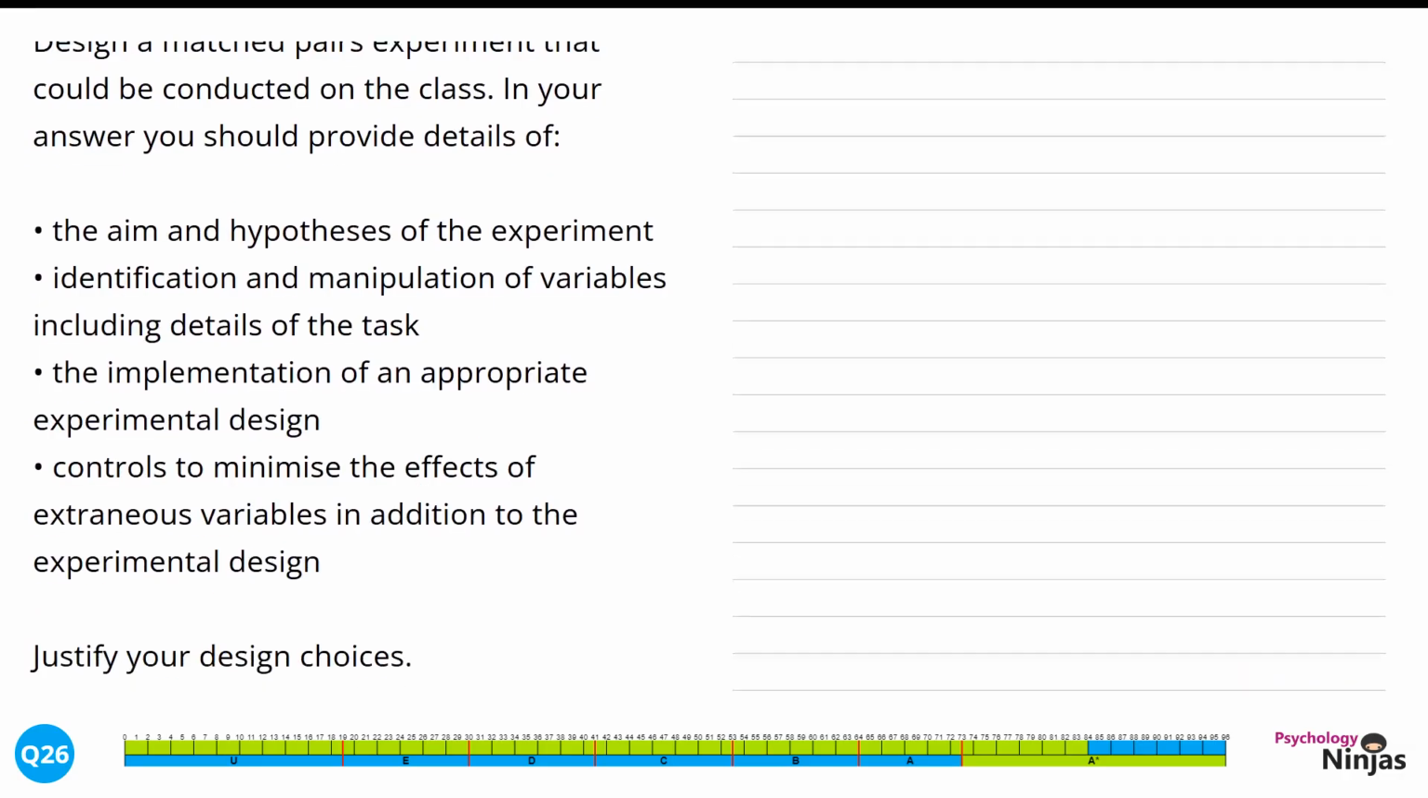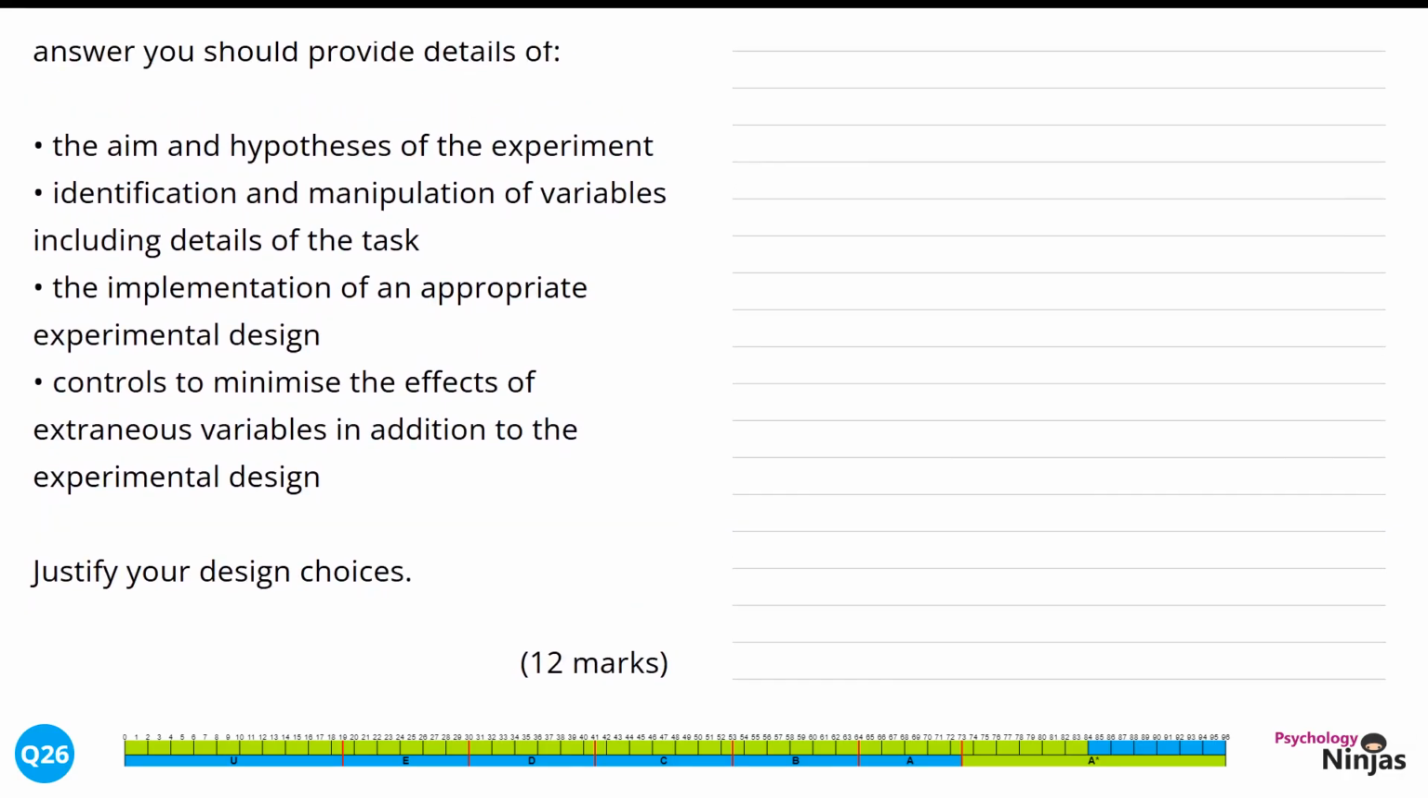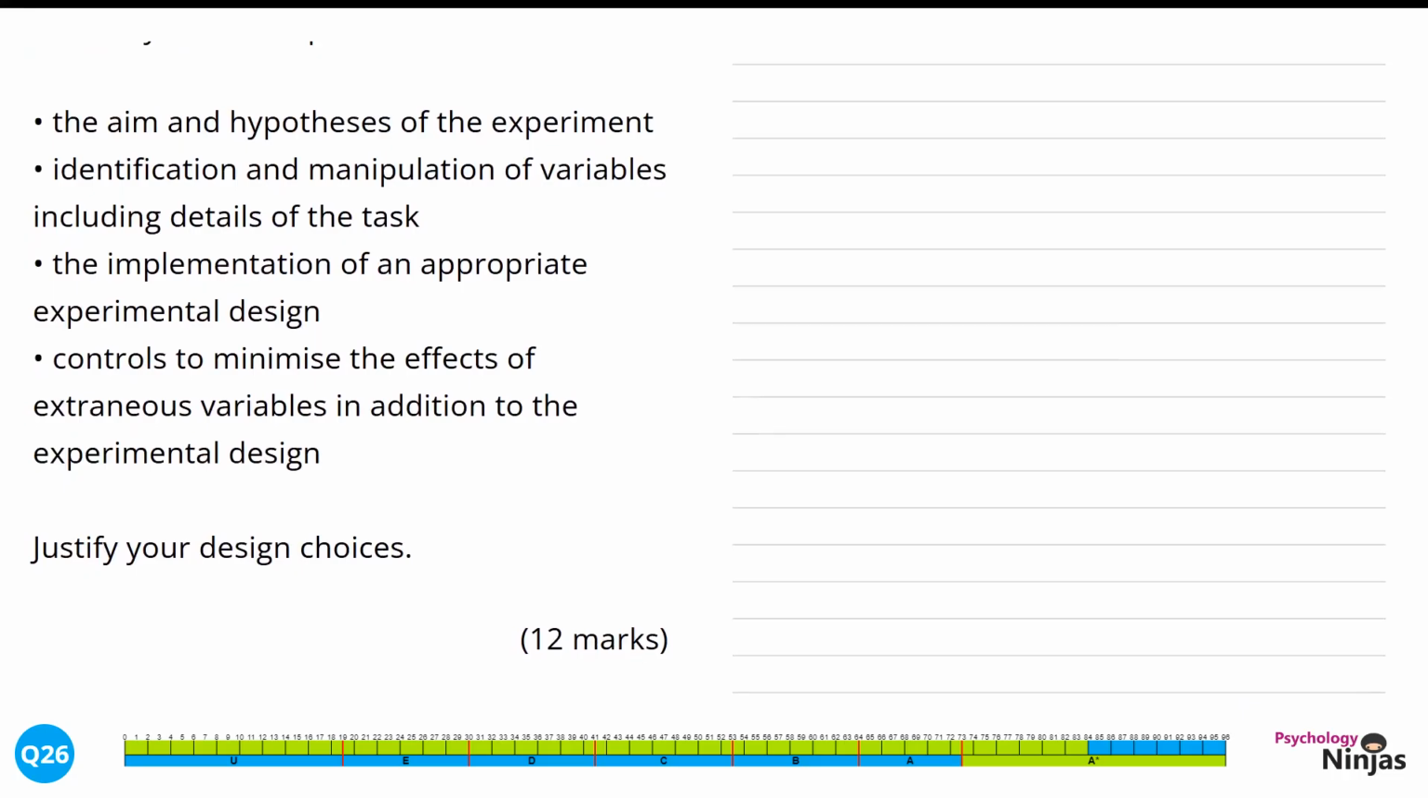In your answer, you should provide details of the aim and hypothesis of the experiment, identification and manipulation of variables, including details of the task, the implementation of an appropriate experimental design, controls to minimise the effects of extraneous variables in addition to the experimental design. Justify your design choices, 12 marks.